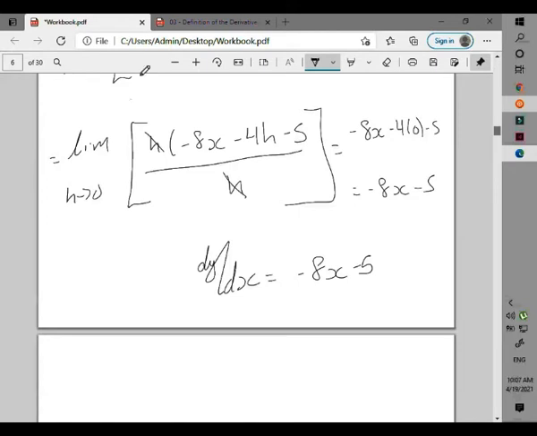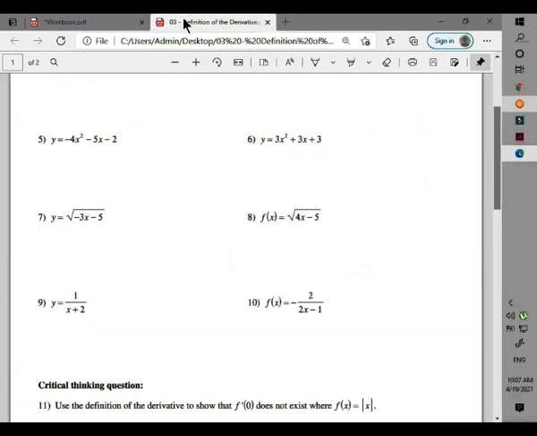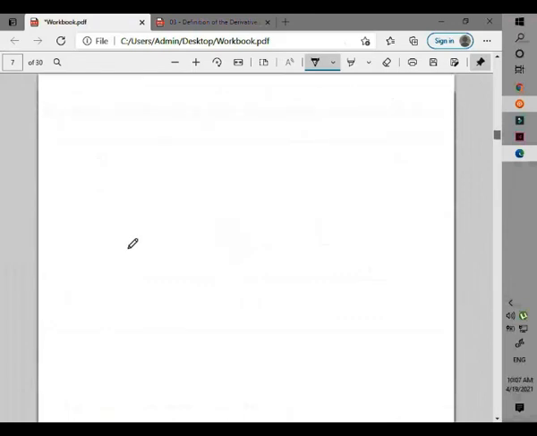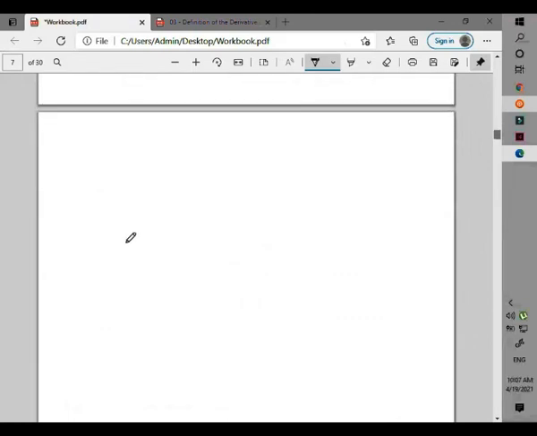Alright, how much more? Is this one number? 4 more. 4 more? No, I do number 6. No. 3x squared plus 3x plus 3. Alright, I guess I'll use delta x for this one. I'm going to use delta x for this one. So y is equal to 3x squared plus 3x plus 3.